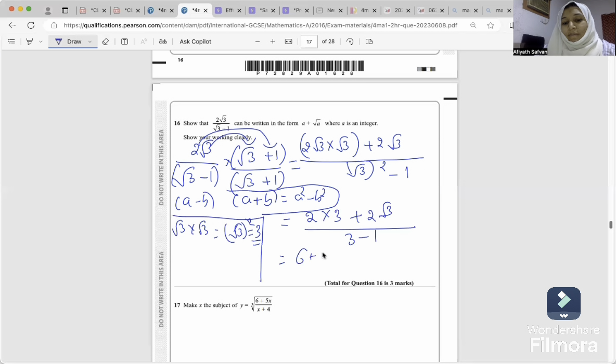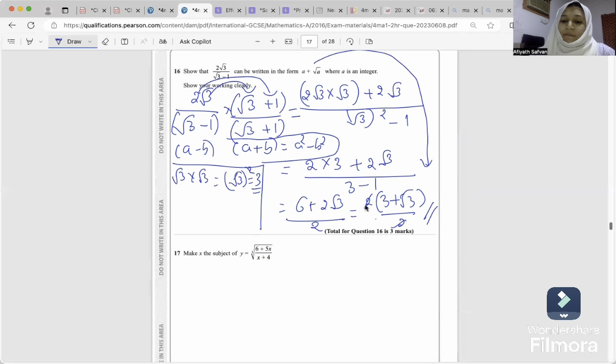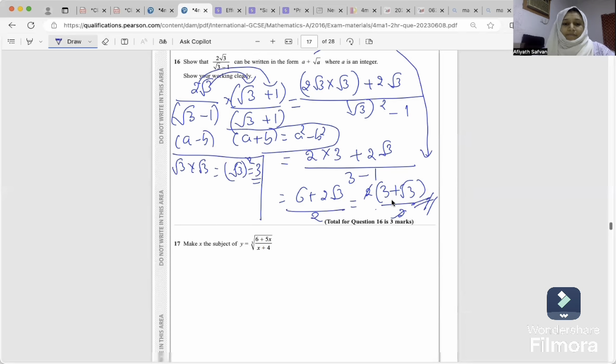So 6 plus 2 root 3 divided by 2, or if I take 2 as common from the numerator, it will become 2 times (3 plus root 3) divided by 2. So 2 will get cancelled and you are left with the answer 3 plus root 3. So you also wanted it in the form of a plus root a, which is 3 plus root 3.